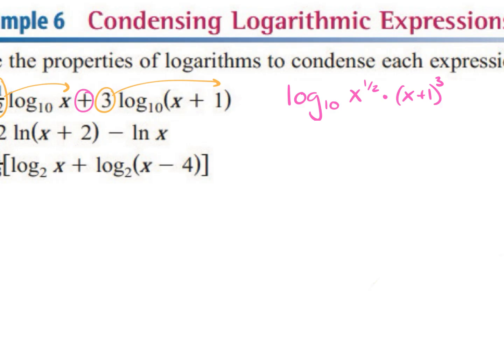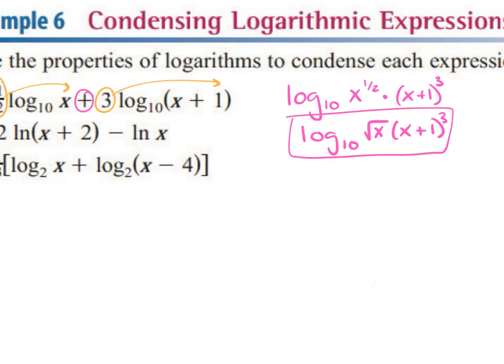How else could we write x to the 1/2 power? Square root of x. So this would be log base 10 of the square root of x times x plus 1 to the 3rd power. So this would be our answer. We're condensing it down just to a single log.